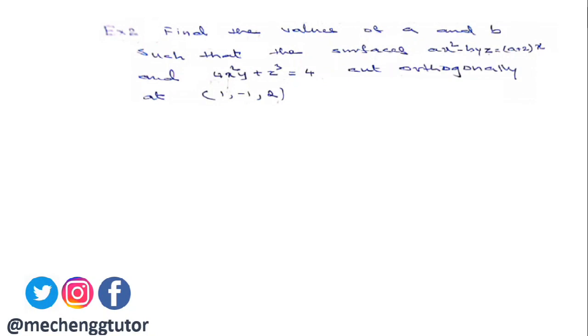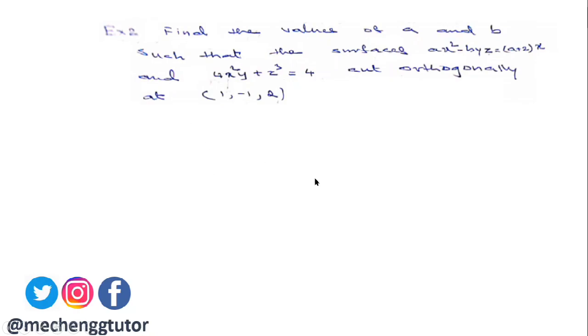Example number 2. Find the values of a and b such that the surfaces ax square minus byz is equal to a plus 2 into x and 4x square y plus z cube is equal to 4 cut orthogonally at 1 minus 1 2.